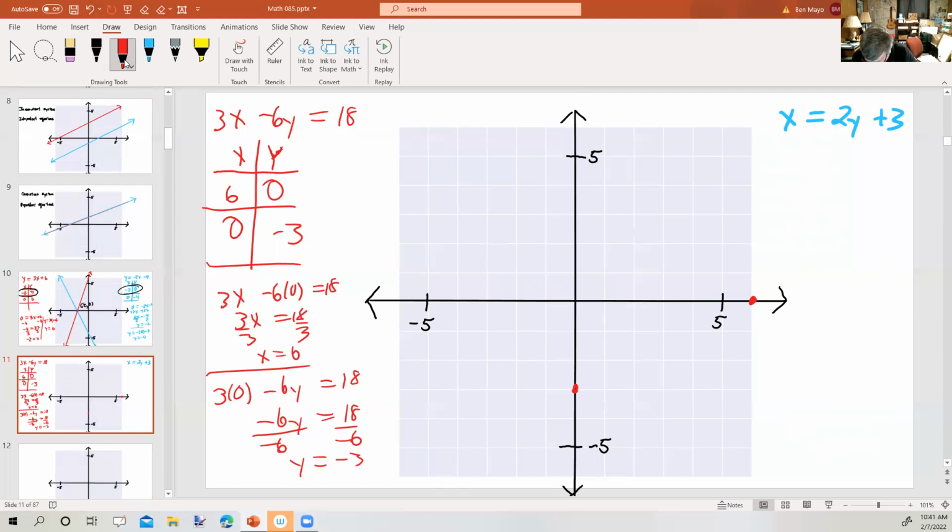So let's see here. Lining this up with this ruler I've got is not easy.